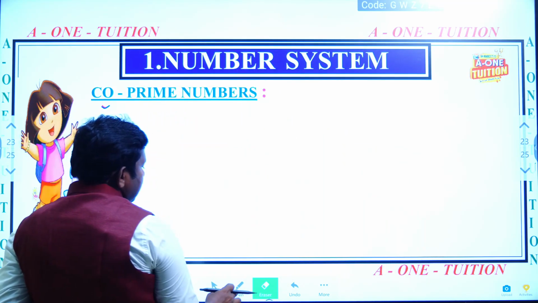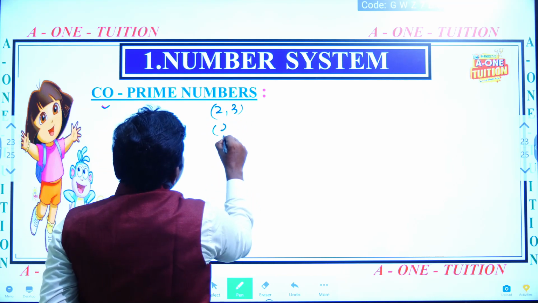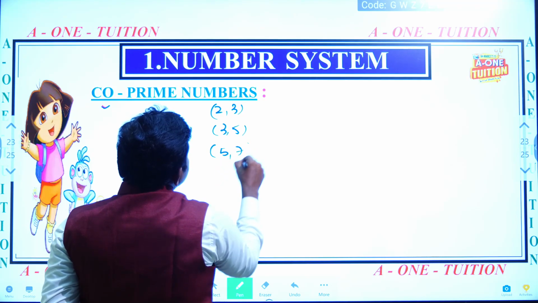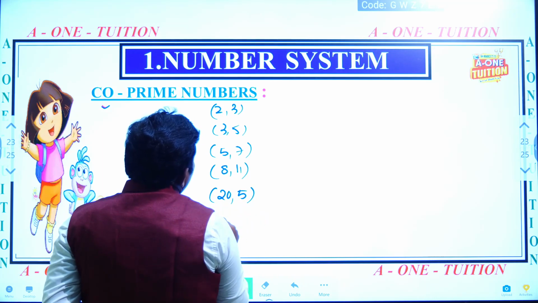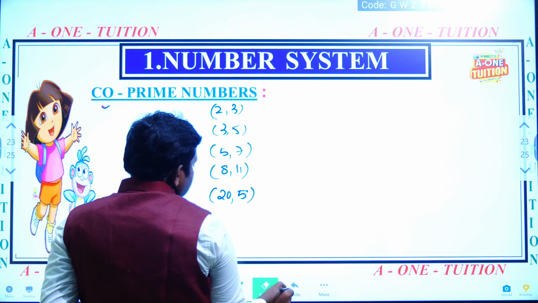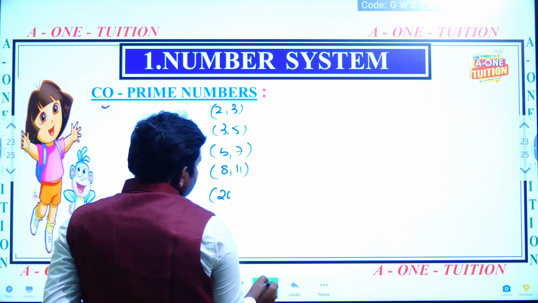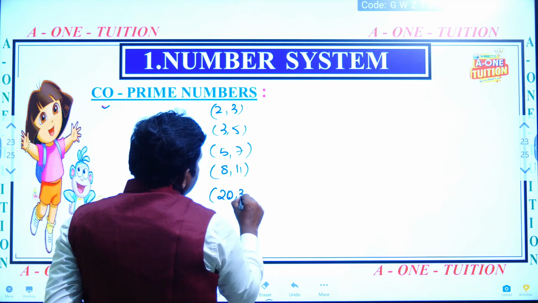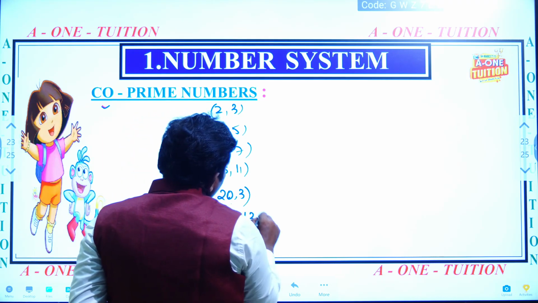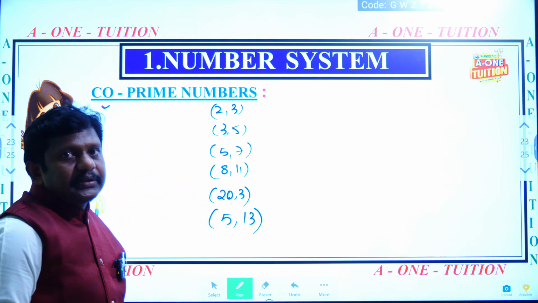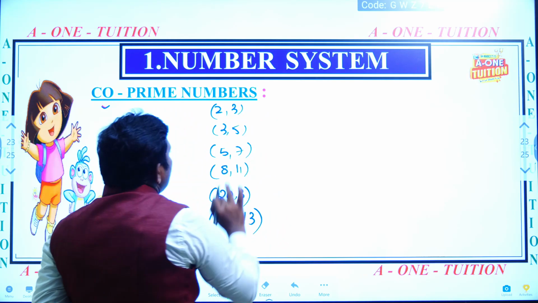Let me take some more examples. What about 2 and 3? Co-primes only. 3 and 5? Co-primes only. 5 and 7? Co-primes only. 8 and 11? Co-primes only. 21 and 5? Co-primes. 20 and 3 are co-primes only. 5 and 13, co-primes only. What I am telling you is, if the common factor of the numbers is 1, then all those numbers are co-primes only.